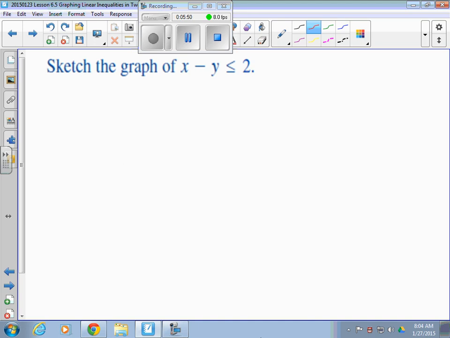Okay, sketch this one. x minus y is less than or equal to 2. Remember, there's two distinct differences. Is it solid or dashed? And then shade the correct way. Take about a minute to do this one.